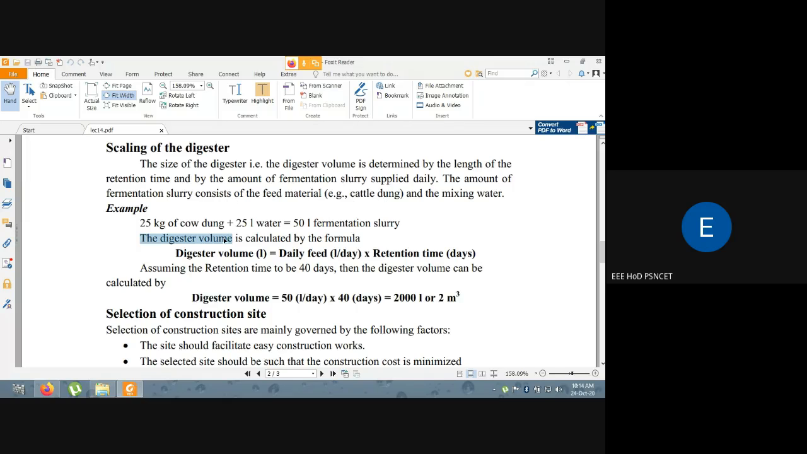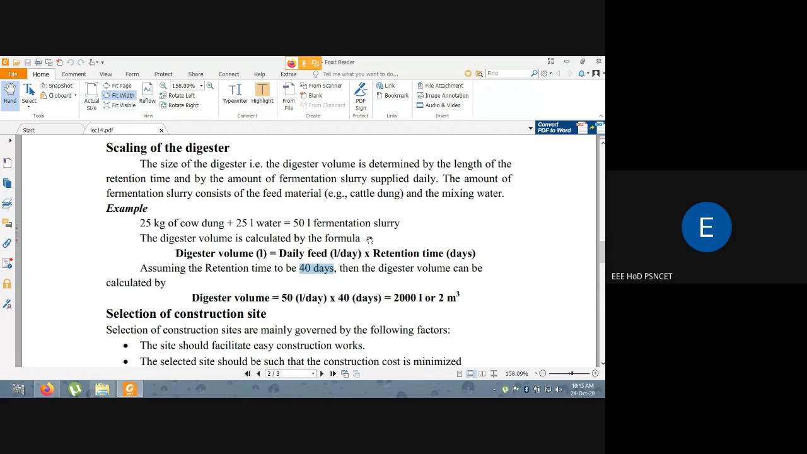Our concept is to find out the volume of the digester. The digester volume can be found by this formula: the daily feed in liters per day multiplied by the retention time in days. The daily feed we already found is 50 liters. So digester volume is equal to 50 liters into a retention time of 40 days. It should be 1 to 2 months for anaerobic fermentation. The slurry is kept inside the digester for a maximum of 2 months, minimum of 1 month. So we have given 40 days. 50 into 40 is 2000. 2000 liters means 2 meter cube.